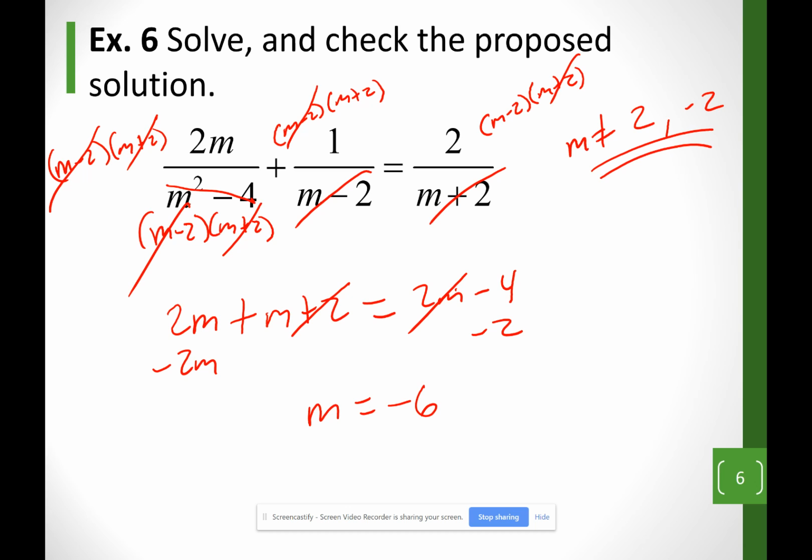I look at my numbers of m I cannot choose. Negative 6 is not one of them. So good. M equals negative 6.